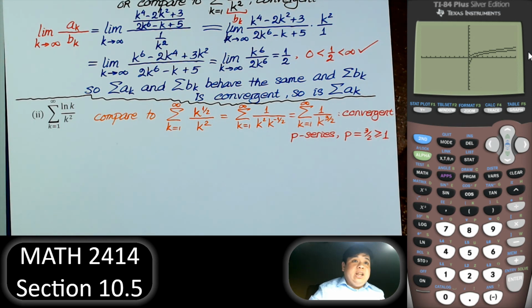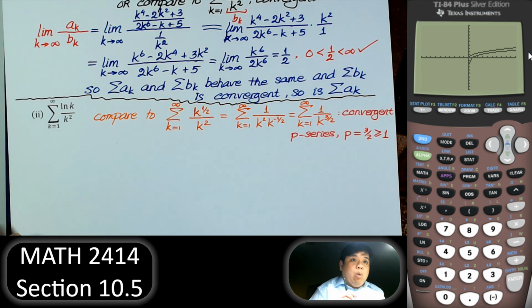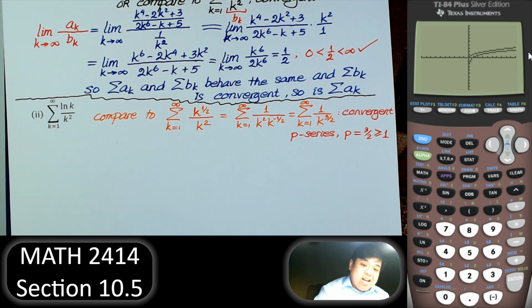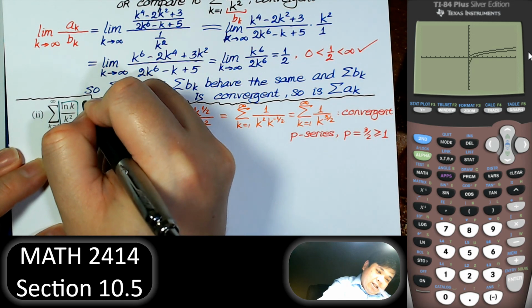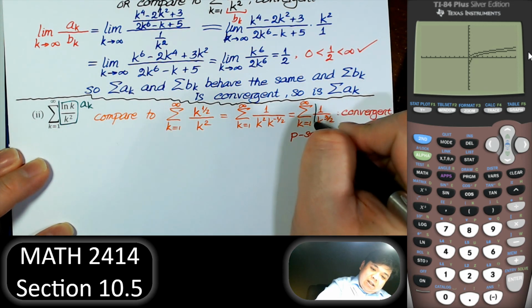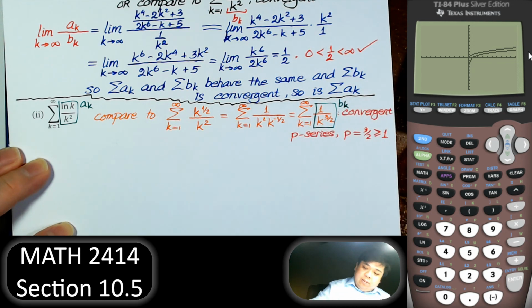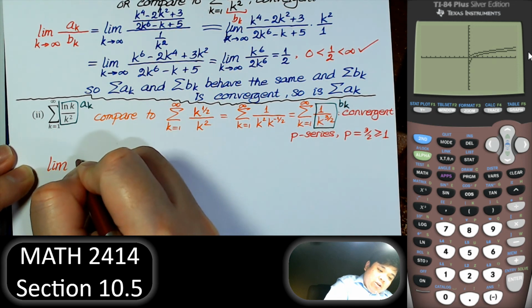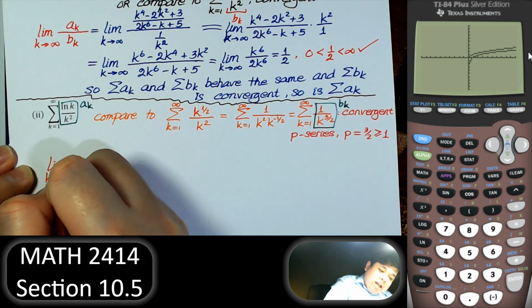Now, when we know the series we compare to, the direct comparison test will work a lot better than the limit comparison test. But we use the limit comparison test anyway. So let this be a of k, and this be b of k. And take the ratio as k goes to infinity.